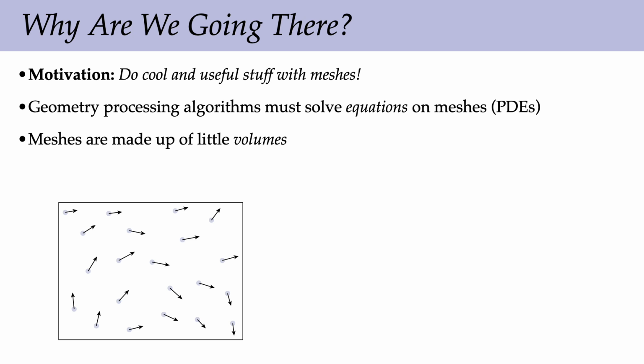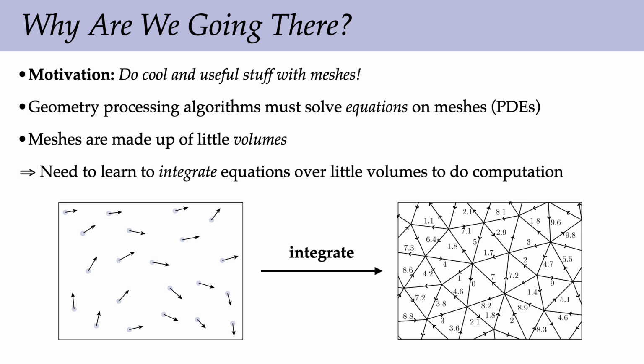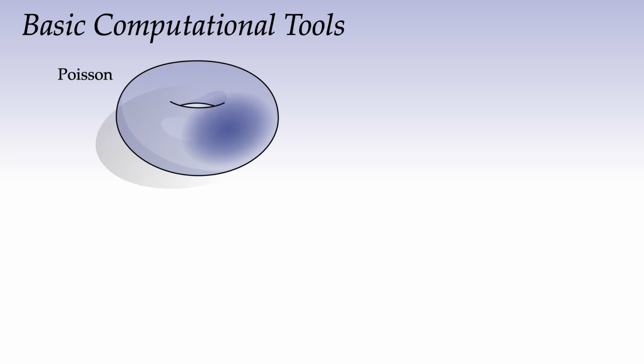Meshes are made up essentially of little volumes of different dimension, right? Edges, and triangles, and tetrahedra, and so forth. So if we want to solve equations on meshes, then we're going to need to translate, or in our case, integrate equations over these little volumes in order to turn our smooth, continuous objects into finite objects on which we can do computation. Okay?